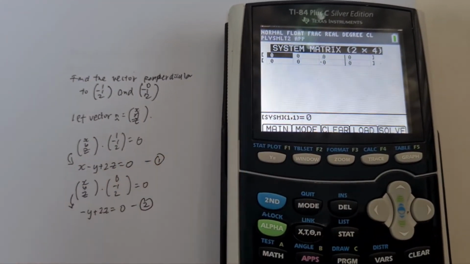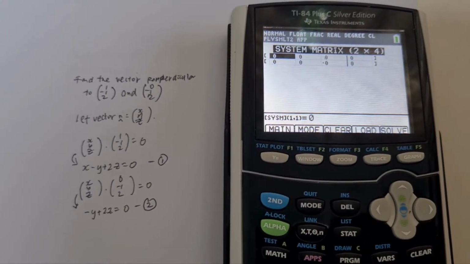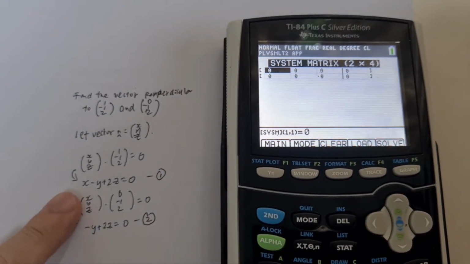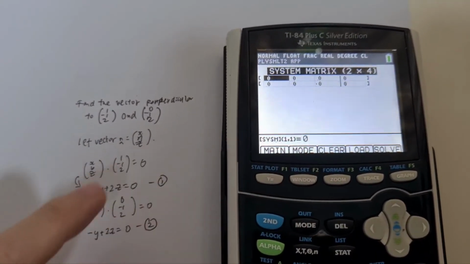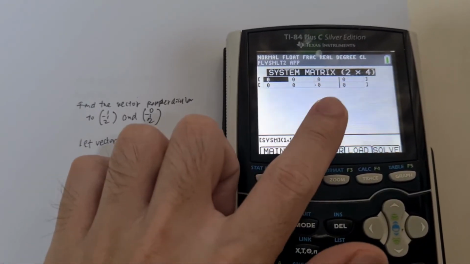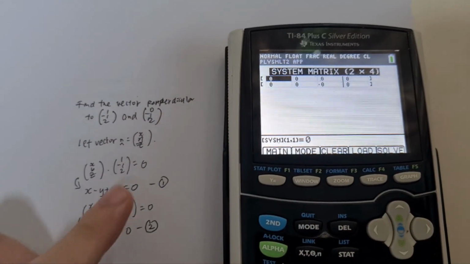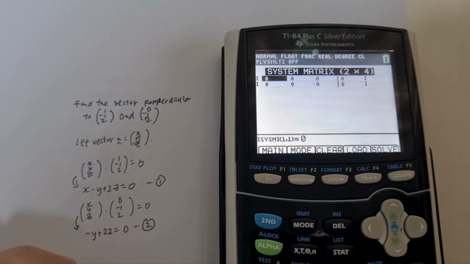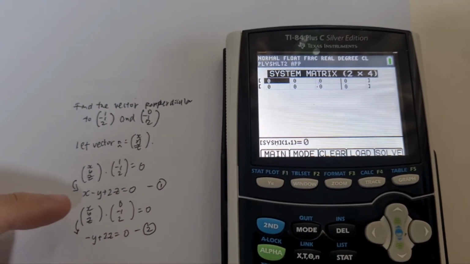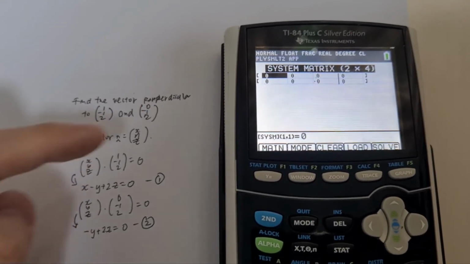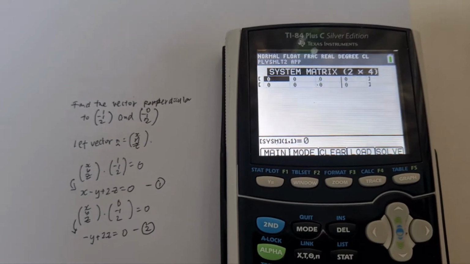We arrive at this system matrix, which is a 2x4 matrix. So basically the first column is the coefficient of x, the second column is the coefficient of y, the third column will be the coefficient of z, and last but not least, the last column will just be the values on the right hand side of the equation. The first row will be the first equation, the second row will be the second equation. So all we have to key in is just as follows.